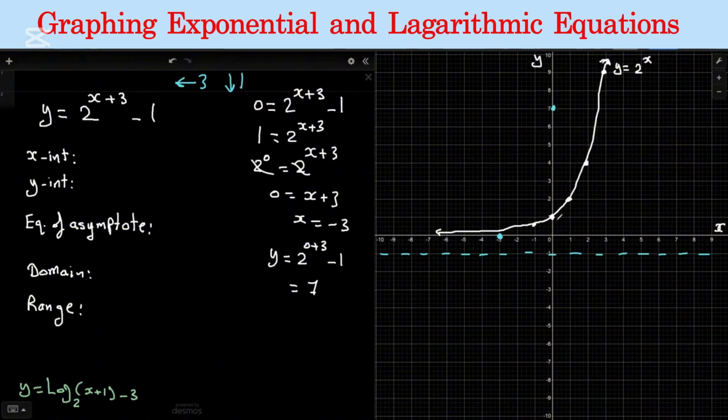So let's take some of these points and move them to the left 3, 1, 2, 3, down 1. So that's just the x-intercept. Now let's take this, move it 1, 2, 3 to the left and 1 down. Let's take this, move it 1, 2, 3 to the left and 1 down. And then take this one, 1, 2, 3 and move it.